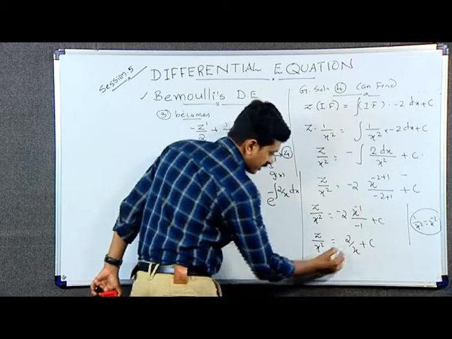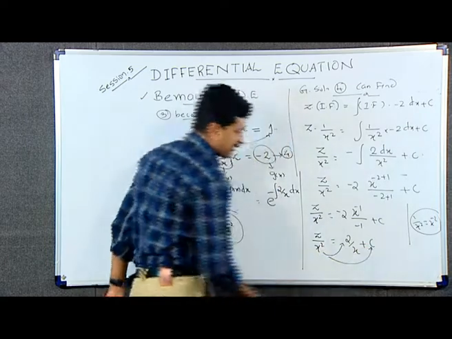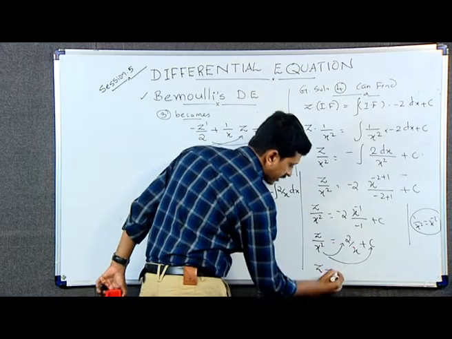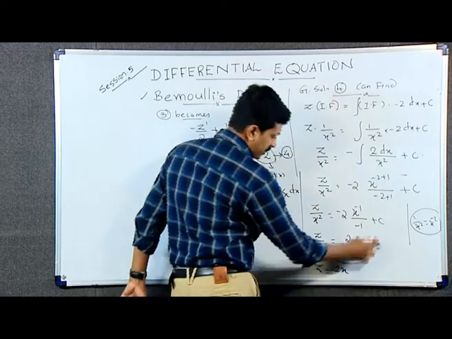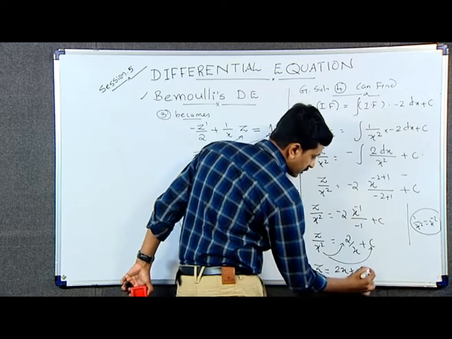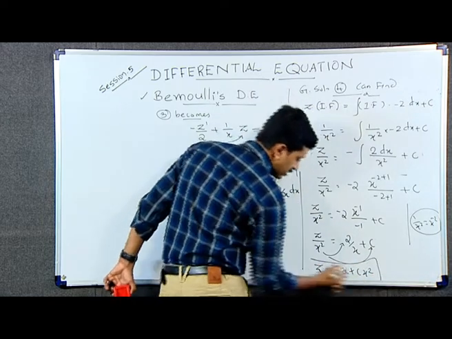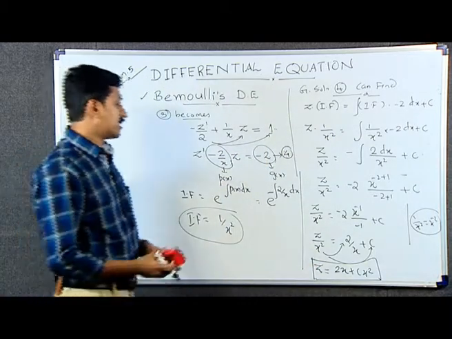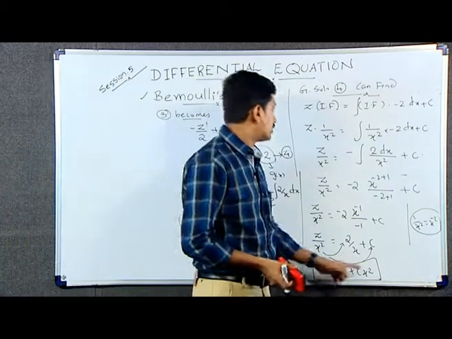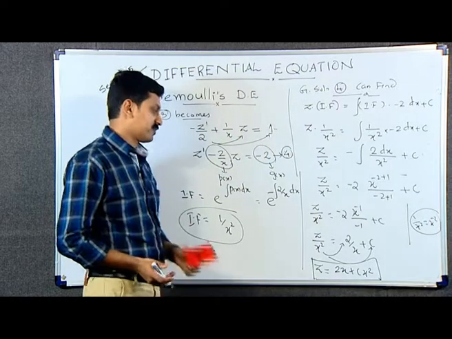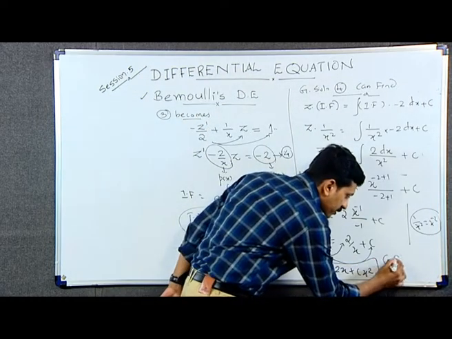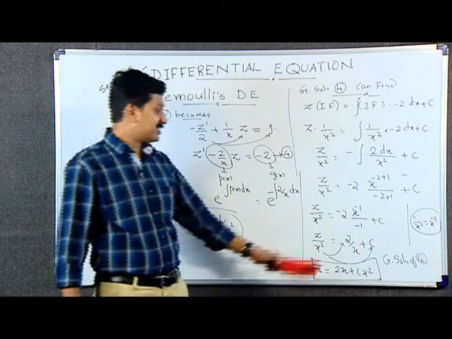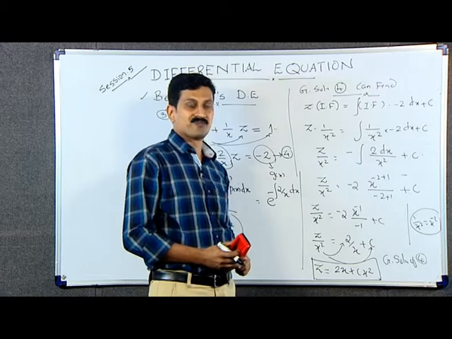Therefore, we can take this x square to the other side. Therefore, z is equal to x square by x, that is 2 x, plus c into x square, that is c x square. So z is equal to 2 x plus c x square, which is the general solution of equation number 4.